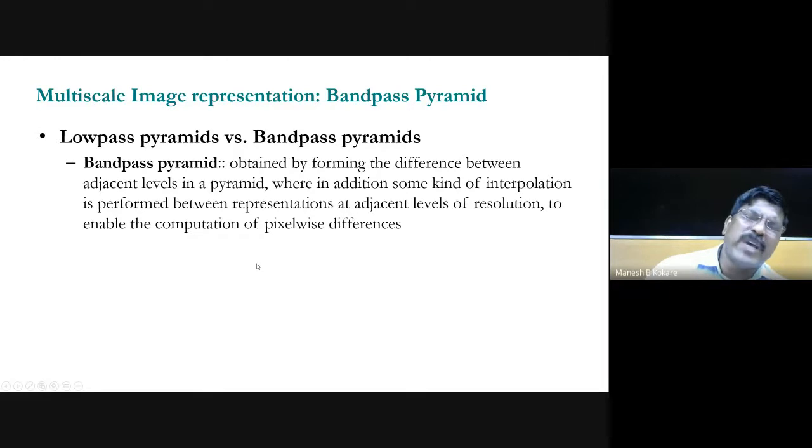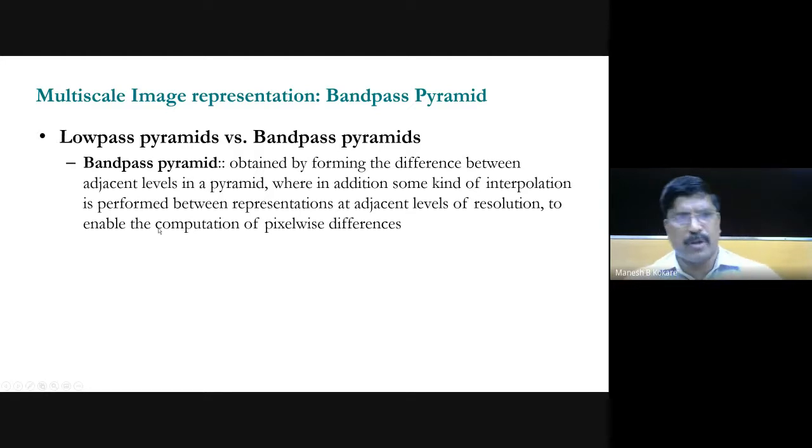We can also do the bandpass pyramid representation of the image, because if you do the bandpass pyramid representation, then you get the edges also, not only low pass filter information, but you get the high pass information. So how is it obtained for this bandpass pyramid? See, this is obtained by forming the difference between the adjacent levels in a pyramid, where in addition some kind of interpolation is performed between the representations at the adjacent levels of resolution to enable the computation of the pixel-wise differences, right?